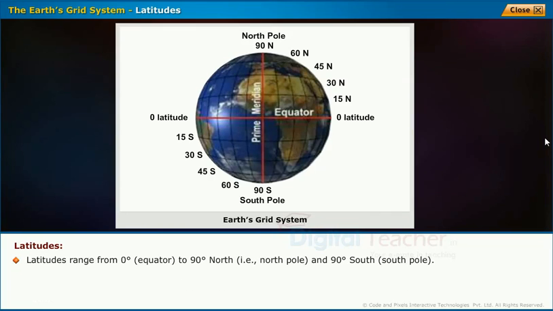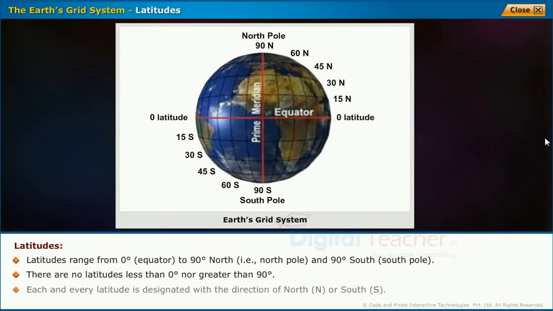Latitudes range from 0 degrees, the equator, to 90 degrees north, that is the North Pole, and 90 degrees south, that is the South Pole. There are no latitudes less than 0 degrees nor greater than 90 degrees. Each and every latitude is designated with the direction of north (N) or south (S). There is no north or south designation for the equator.